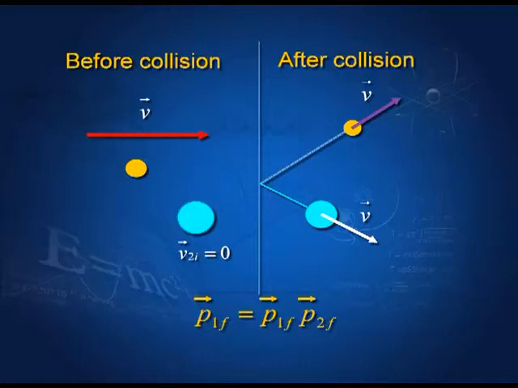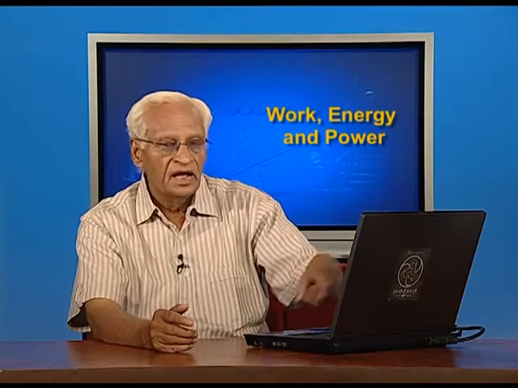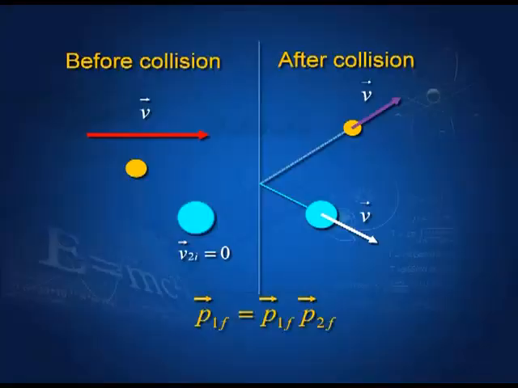After collision, you see the yellow particle moving this way and the blue particle moving this way, the yellow ball moving that way, the blue ball moving this way. Both move, and in this collision the momentum is conserved.